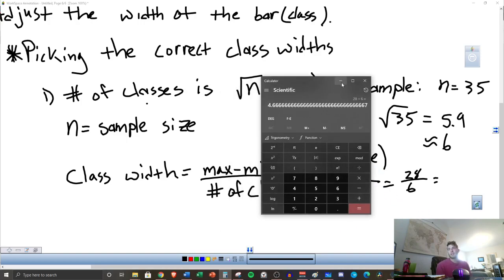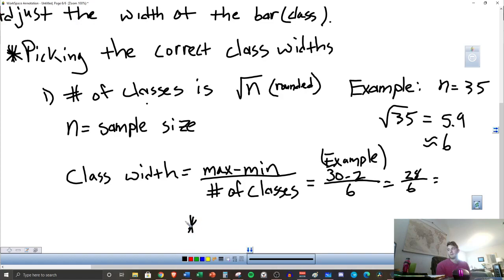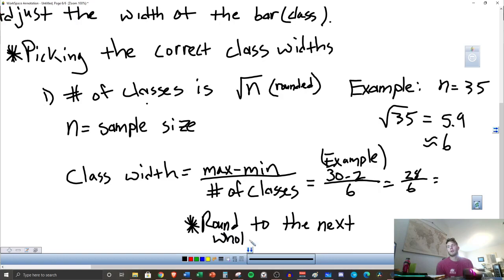Here's the rule for this. Let me double check my notes really quick. Let me pause. So we're going to round to the next whole number. We're not rounding down. So we're going to say round to the next whole number. So that's what we needed to do. Round to the next whole number.